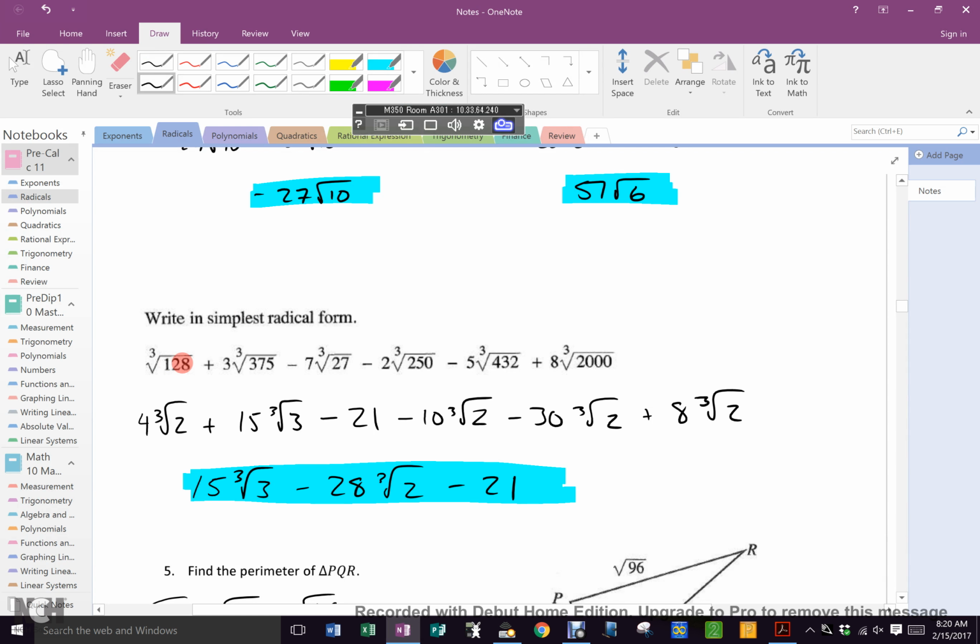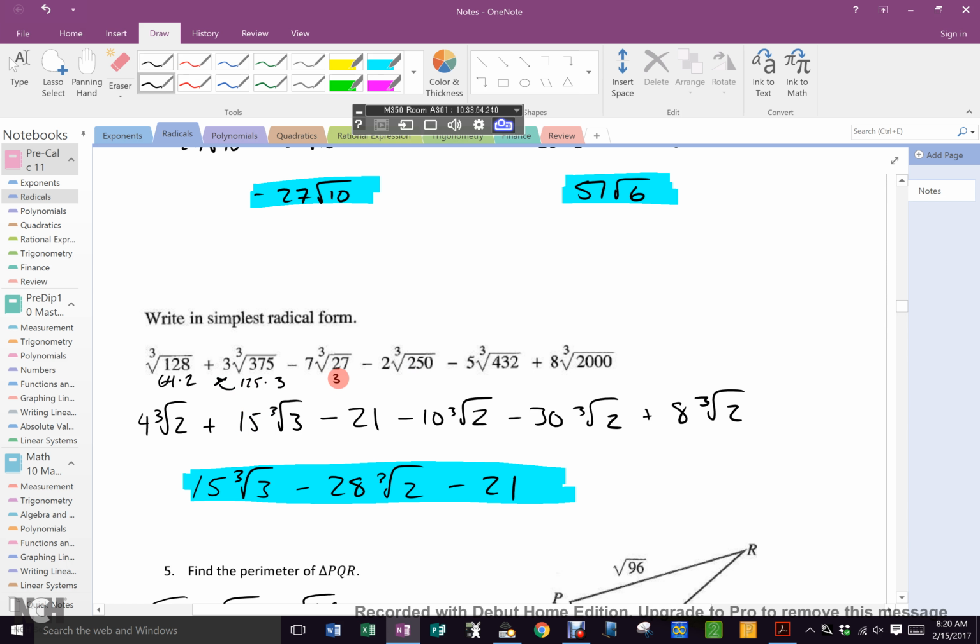There we go. So since it's cube root, we're looking for cubes, right? So this is 64 times 2, yeah? Cube root of 64 is 4. Cool? This is 375. 125 times 3, right? 125 is a 5, so out comes the 5. And I already had a 3 out there, so there's my 15. Cool?